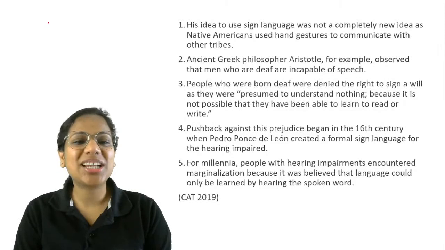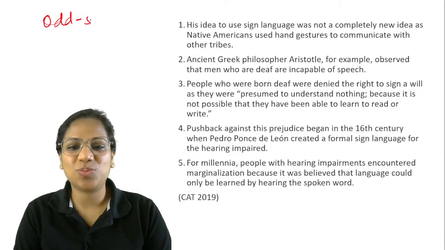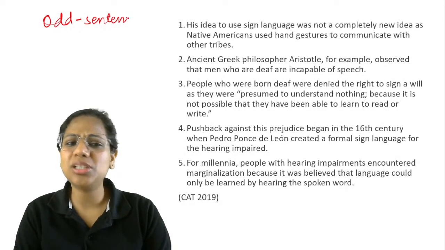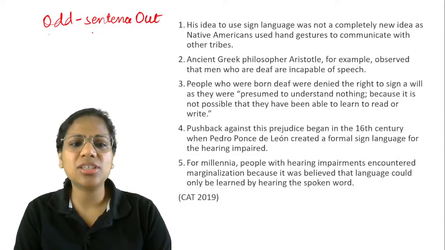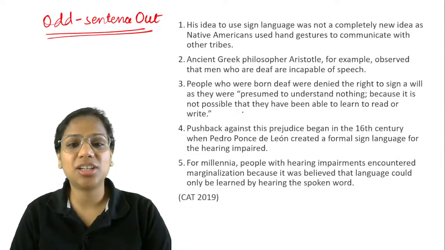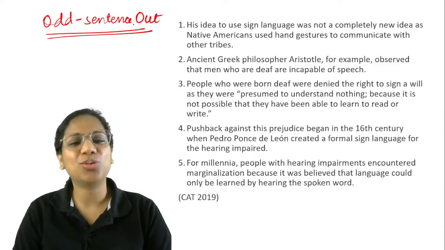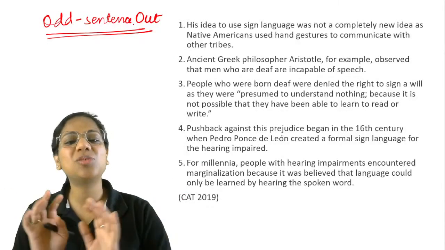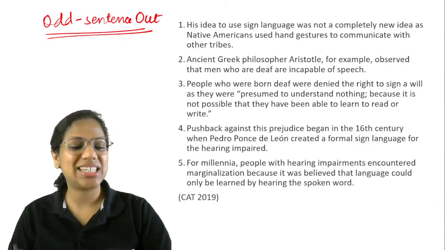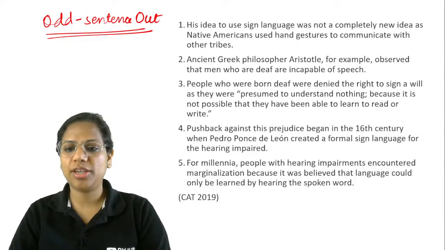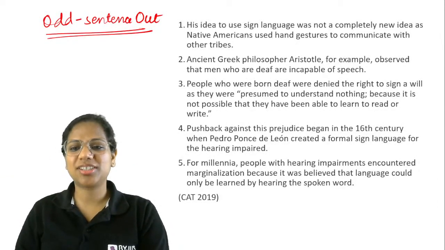Now let's look at some odd sentence out para-jumbles. No ambiguities in these questions. So don't think while attempting, arre kuch ambiguous hoga tabhi include kiya. No, no ambiguities in odd sentence or parajumbles. Pretty clear cut questions. Let's see. Starting the timer.